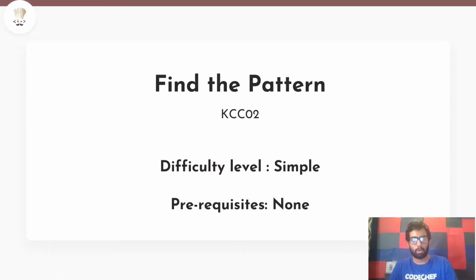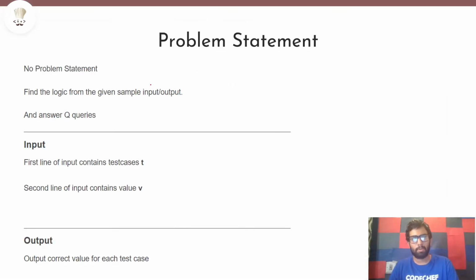Today we'll be solving the problem Find the Pattern, with a difficulty level of simple. This is a special problem statement that states that we need to figure out the logic from the given sample input and output and use that logic to solve the problem. The first line contains the number of test cases and the second line contains a value v. If you're wondering about the constraints, v can range from basically 1 to 1000.